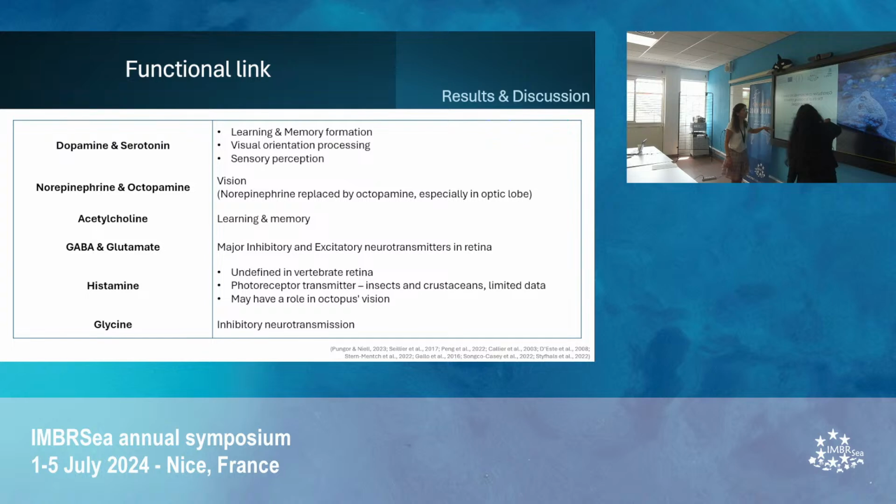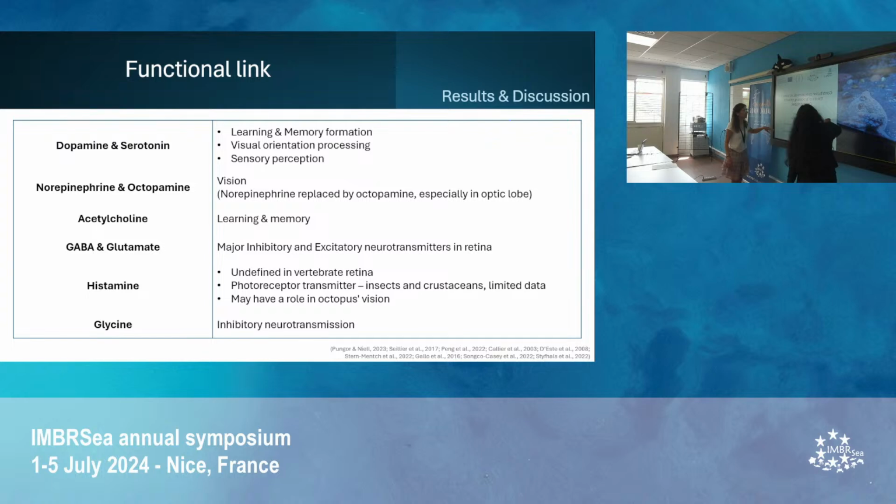GABA, glutamate and glycine are important neurotransmitters in signal transmission in the vertebrate retina, and we found them to be present in the octopus optic lobe cells as well. So we can say that they could be involved in these processes.